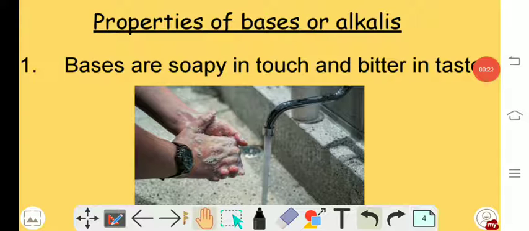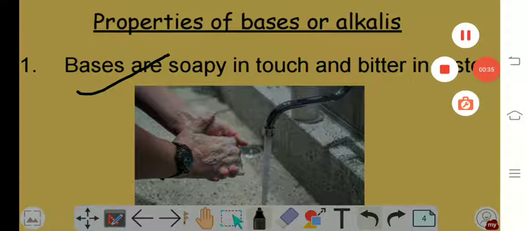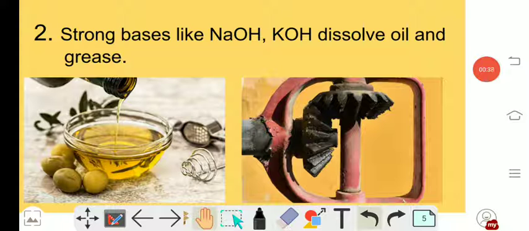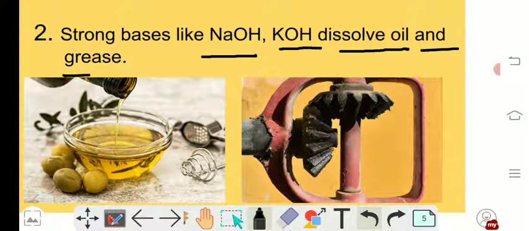The first property of base, number 1, bases are soapy in touch and bitter in taste. It means bases are slippery in touch. Strong bases like sodium hydroxide, potassium hydroxide dissolve oil and grease. It has tendency to dissolve oil and grease.